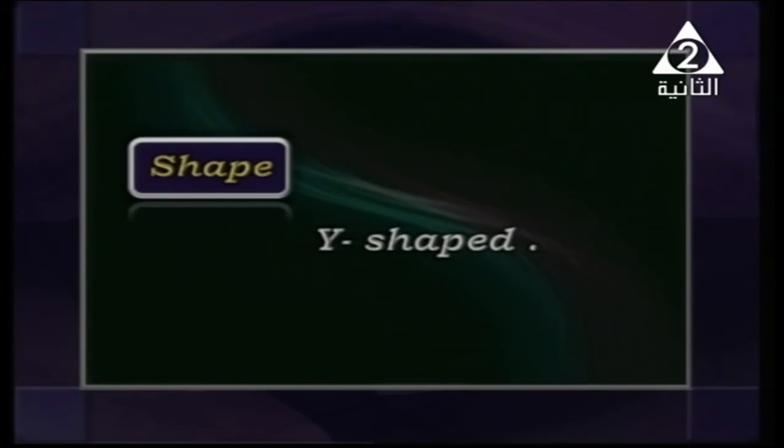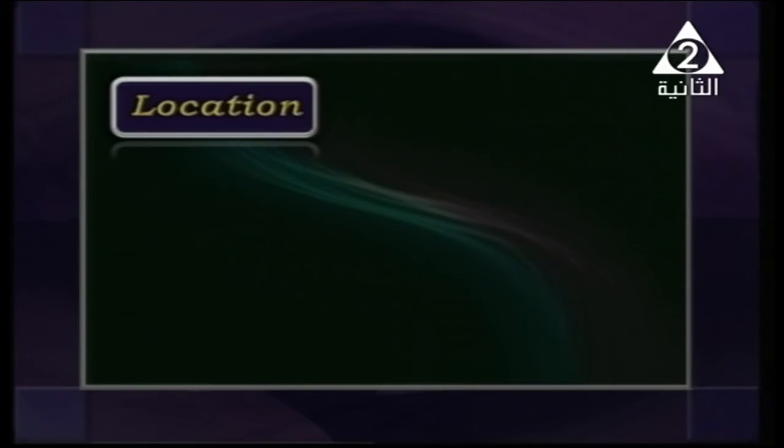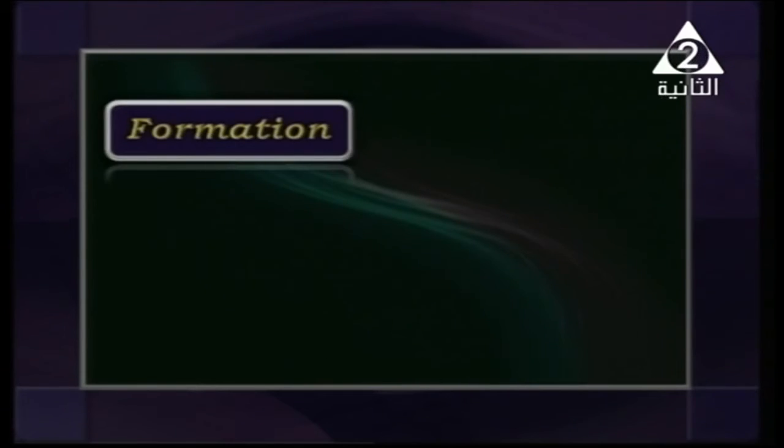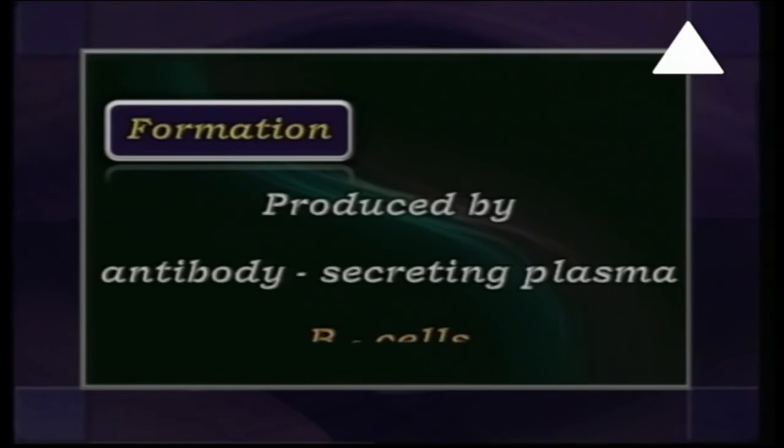They look Y-shaped. What about the location? They are present in the blood and the other body fluids of humans and other vertebrates. So they aren't found only inside our body, but also in most of the higher vertebrates. What about the formation? Where inside your body are they formed? Well, they are produced by antibody-secreting plasma B cells.